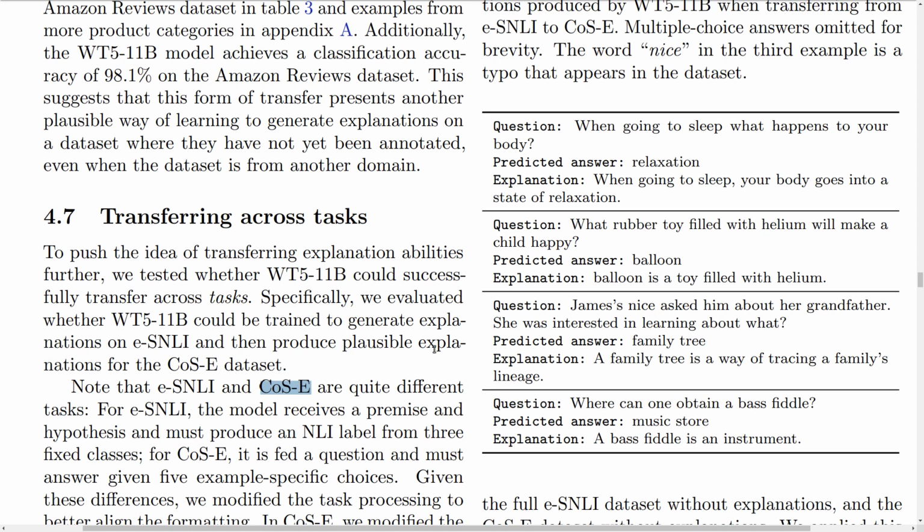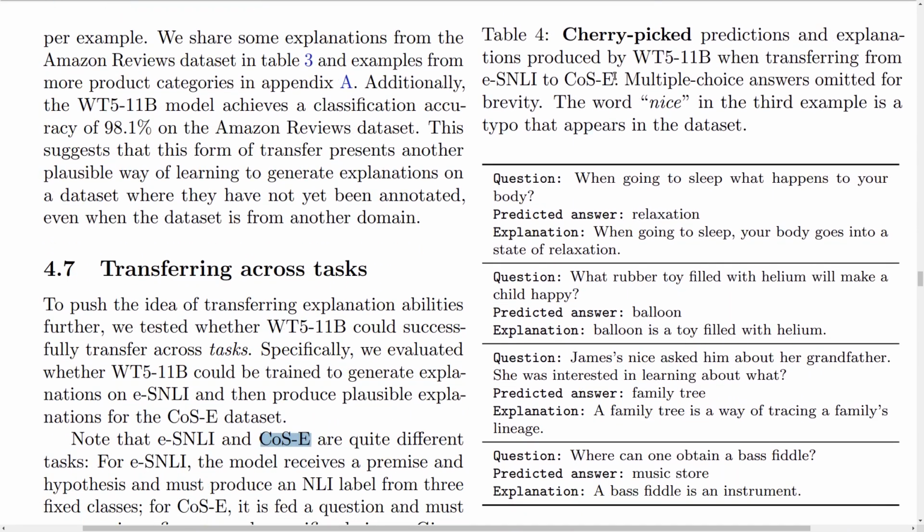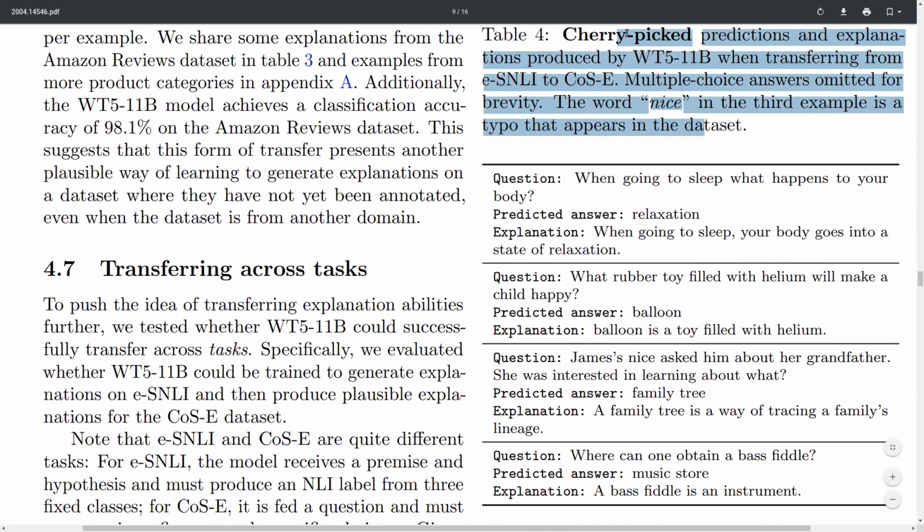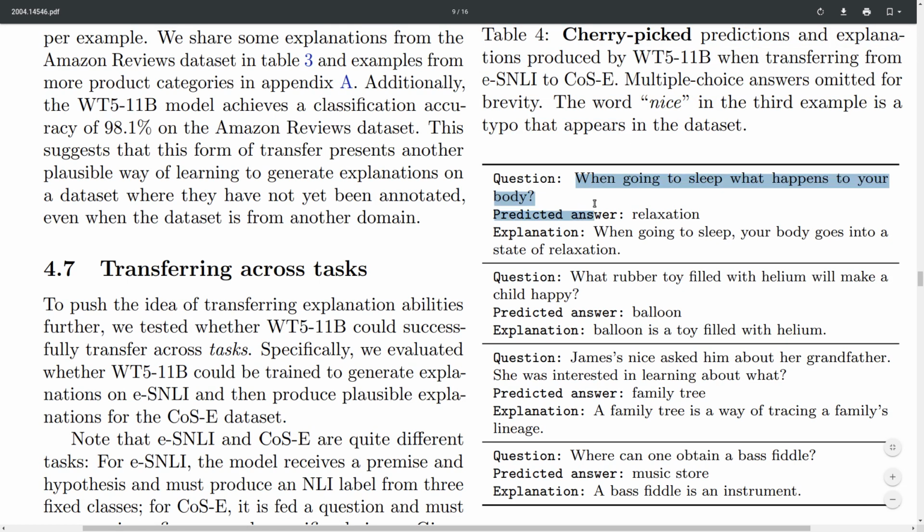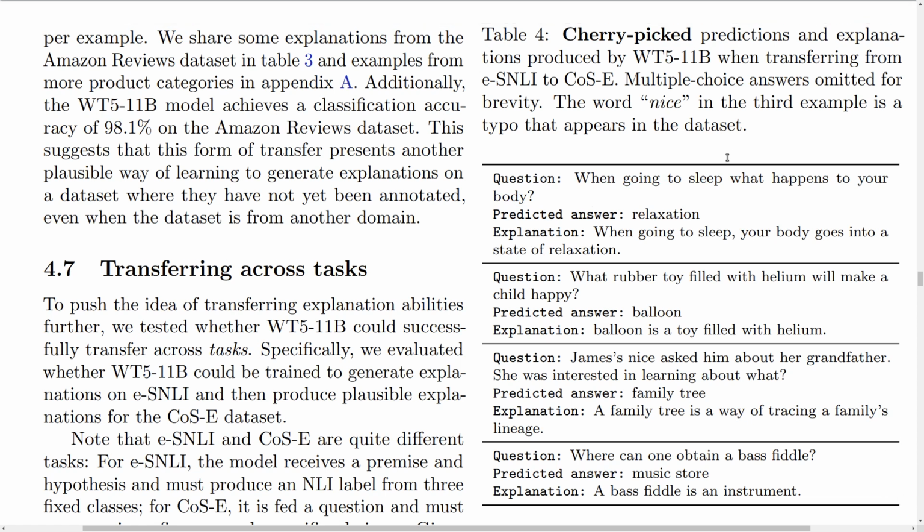And obviously this will work worse than when you have fine-tuned on this CoS-E dataset, but here we have some examples cherry-picked from these experiments, and it seems that sometimes it works. So let's say you're given a question, when going to sleep, what happens to your body? The predicted answer was relaxation, and the explanation was, when going to sleep, your body goes into a state of relaxation.